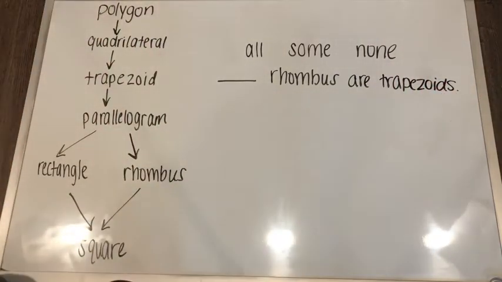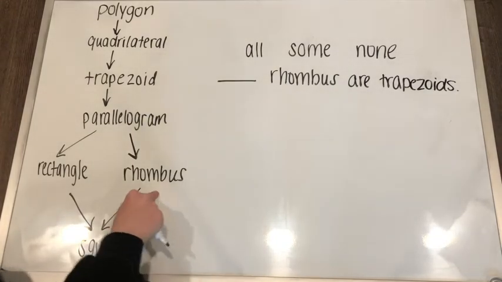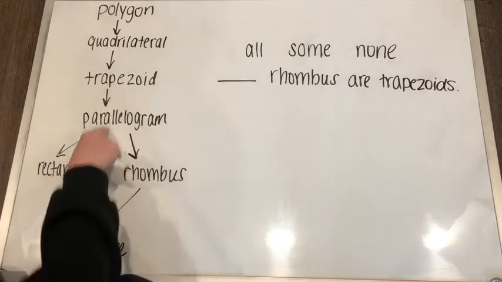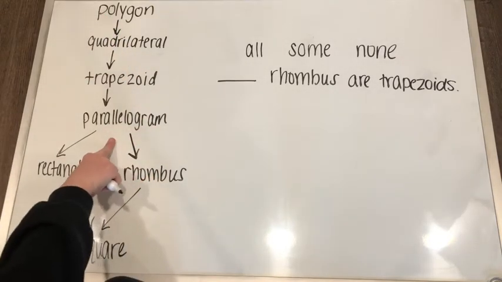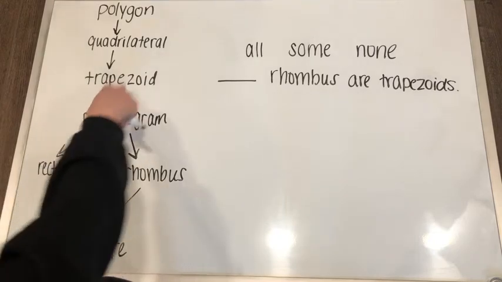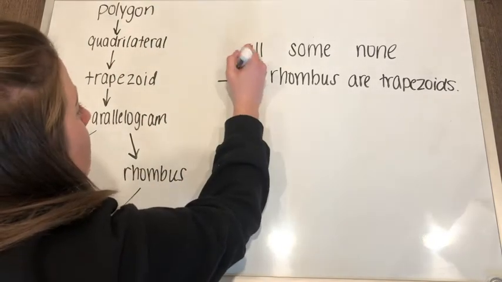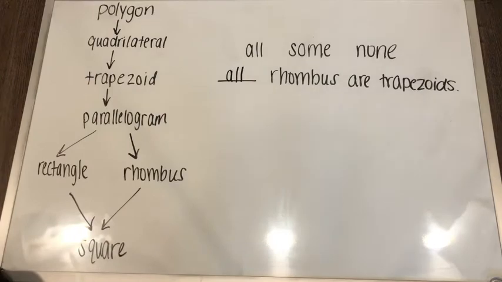So let's go to a rhombus. I did say that if we're looking at a shape, it is considered everything above it. So a rhombus is a parallelogram, and it's also a trapezoid. So it will always be a trapezoid. So all rhombuses are going to be trapezoids.